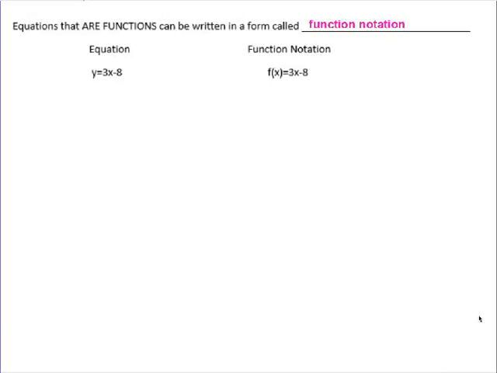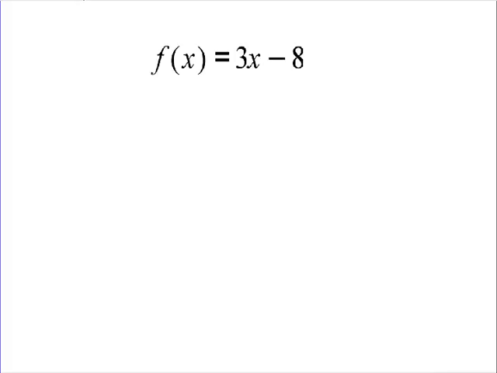Alright, remember I said we could also use an equation to write a relation, and if we have a function written in an equation, we can also write it in another form called function notation. So this here would be an equation form, y equals 3x minus 8. And then in function notation, it becomes f parentheses x, and we read that as f of x. So f of x equals 3x minus 8.